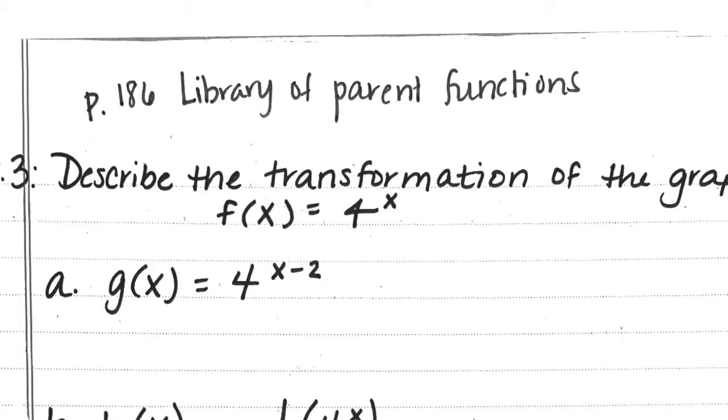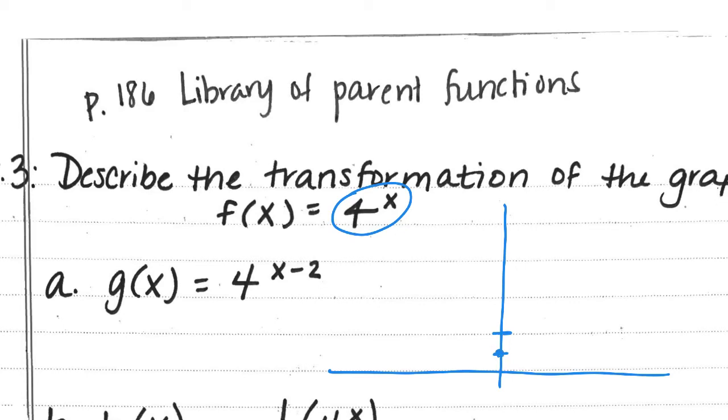Right here, if I have on letter A, g of x is equal to 4 to the x minus 2, what's happening if I have that x minus 2 inside the exponent? All right, so remember that our parent function will always go through, whenever I plug in 0, so I'm going to graph this one first. Whenever I plug in 0, it's always going to go through 0, 1. And now when I plug in 1, it's going to go through 1, 4, and negative 1 is going to be 1/4. So this one in the blue is my parent function.